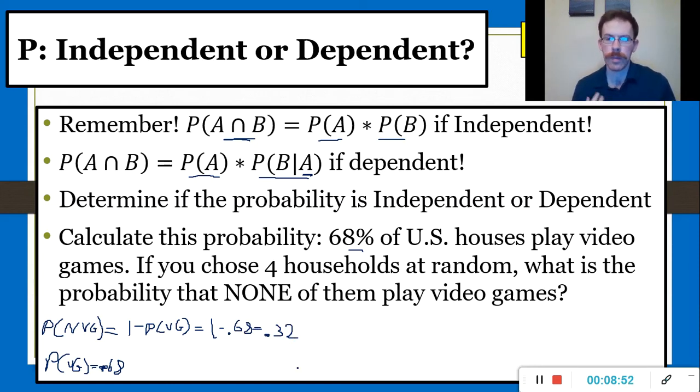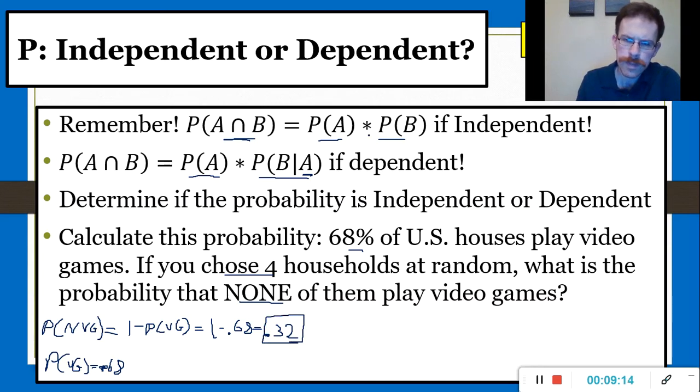So if you pick a single house at random, the probability that they play video games is 68%, the probability that they don't play video games is 32%. Well, if you're choosing 4 households at random, and you want the probability that none of them play video games, that means every single one of them has to have a probability of this. According to this rule up here, all we have to do is multiply them together, because this is independent. The fact that one house doesn't play video games doesn't change the probability that the next house might play video games, so this is definitely independent.